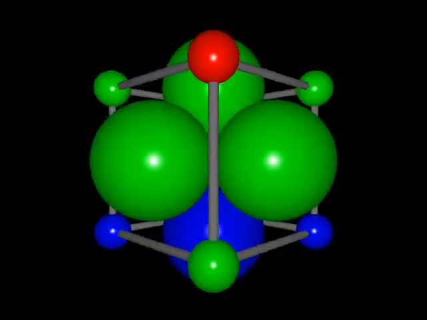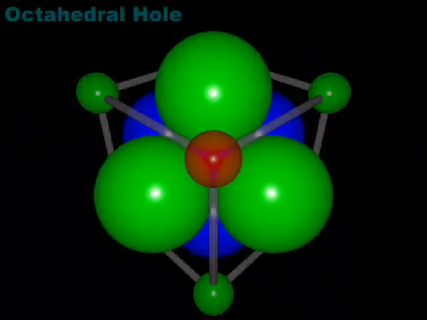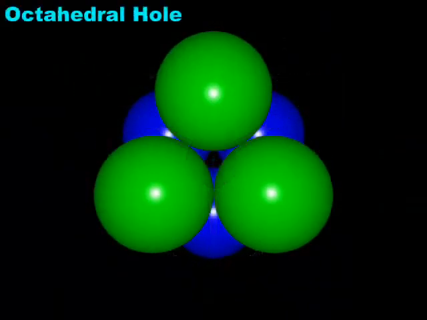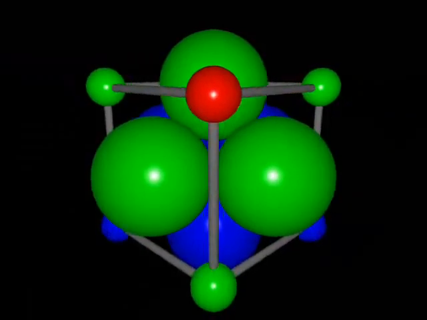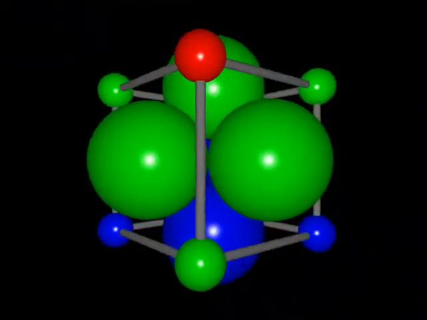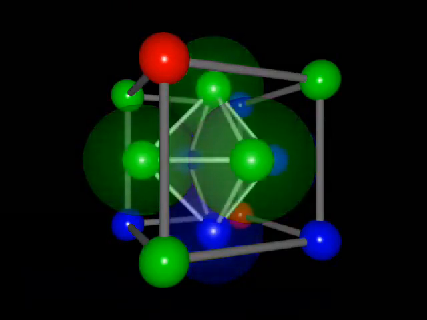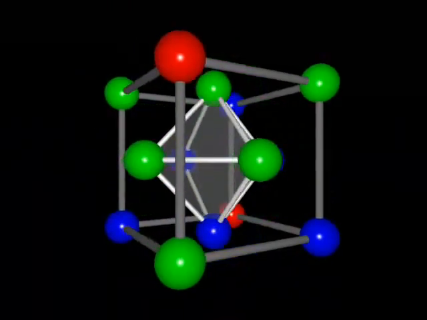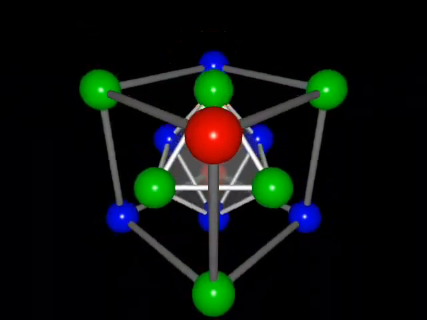The space at the center of a face-centered cubic is actually an octahedral hole and is formed by 3 atoms in the green close-packed layer and 3 atoms in the blue close-packed layer. In all subsequent discussions, we will represent octahedral holes with partially transparent polyhedra as shown here.